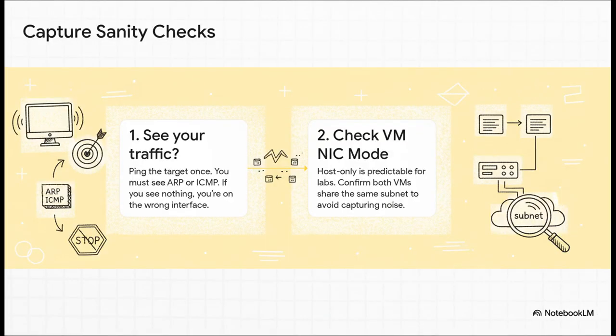So how do we fix it? Well, it's with two incredibly simple checks that can save you hours of headaches. First, just ping the target. If you don't see that ARP request or that ICMP echo, you're watching the wrong show. Just stop. Second, double-check your virtual machine's network settings. You have to be sure you're actually listening to the conversation you think you are.